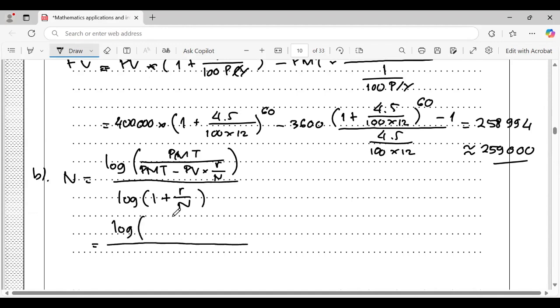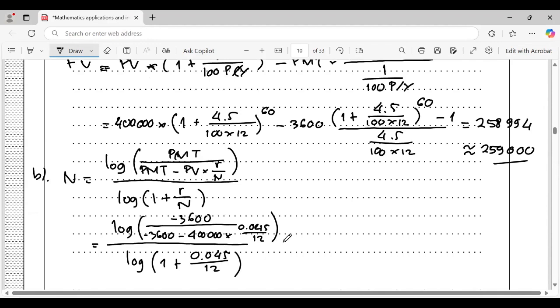Log of minus 3,600 divided by (minus 3,600 minus 400,000 times 0.045 divided by 12), divided by log of 1 plus 0.045 divided by 12. And if you calculate, the result is 140.4.